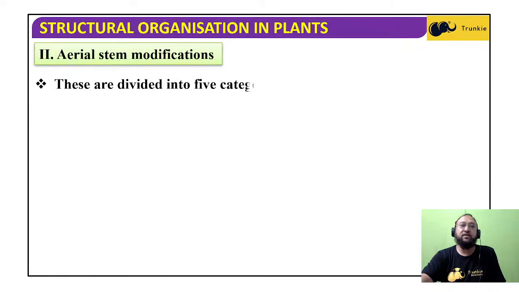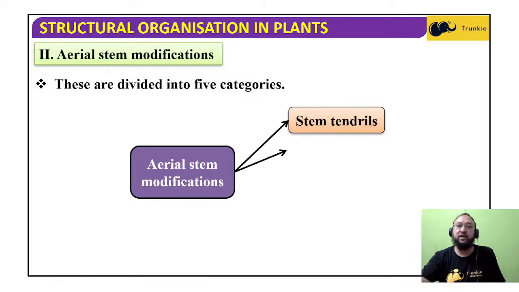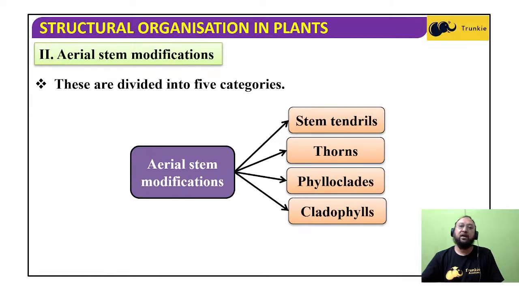Now aerial stem modification, these are divided into 5 categories. In the case of underground stem modification, there were 4 categories: tuber, corm, rhizome, and bulb. In the case of aerial stem modification, above the ground, not underground, there are 5 categories. These are stem tendrils, thorns, phylloclades, and cladophylls.